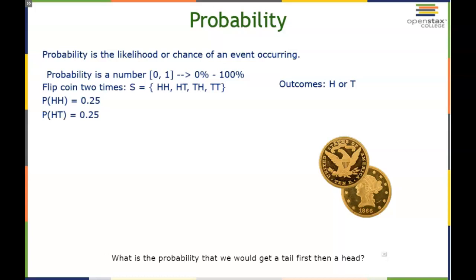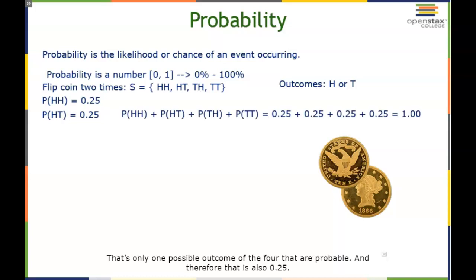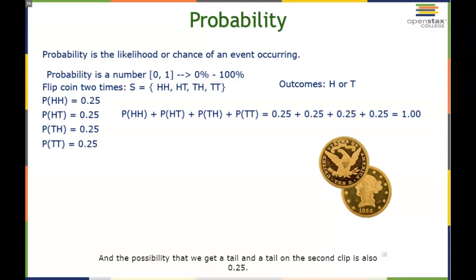What is the probability that we would get a tail first, then a head? That's only one possible outcome of the 4 that are possible, and therefore that is also 0.25. And the probability that we get a tail and a tail on the second flip is also 0.25. If we add all these probabilities up, we do get 0.25 plus 0.25 plus 0.25 plus 0.25 equals 1. All of our probabilities add up to 1.